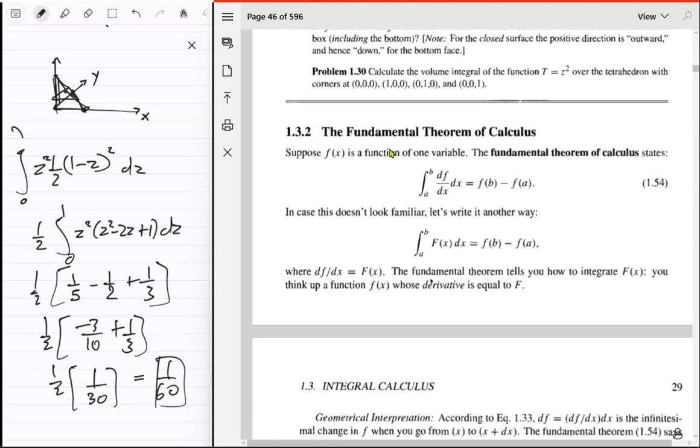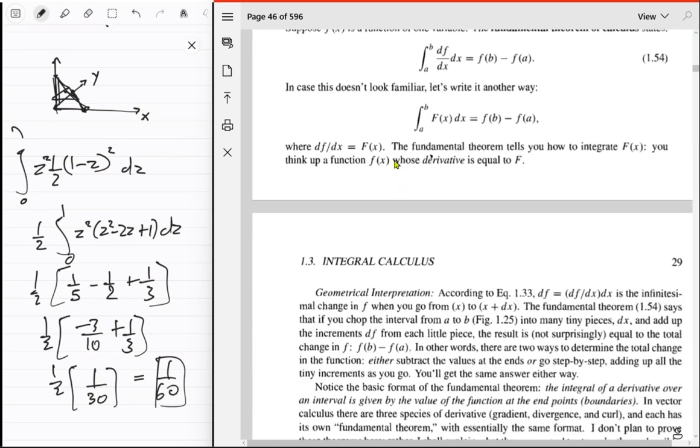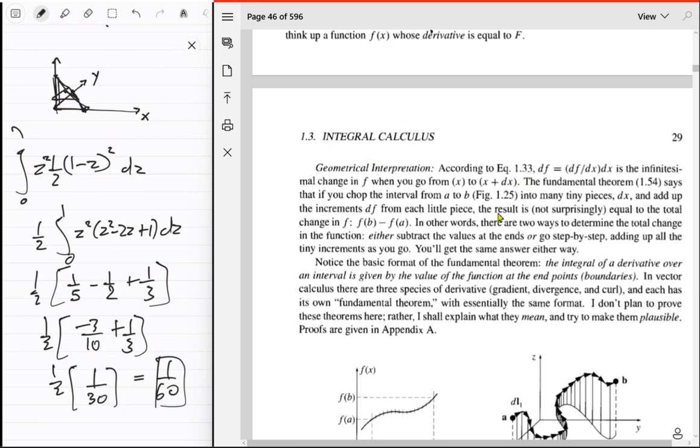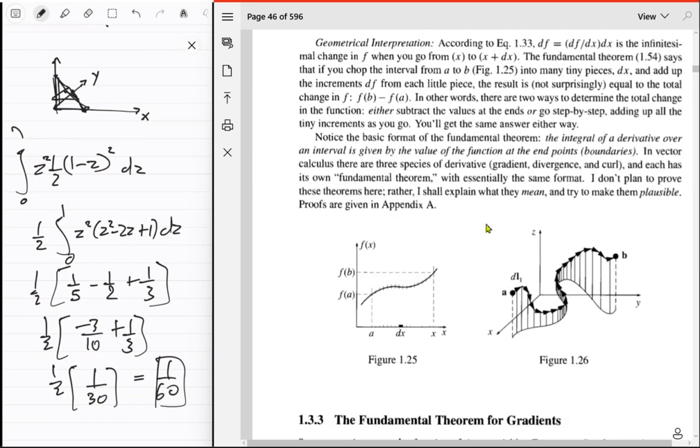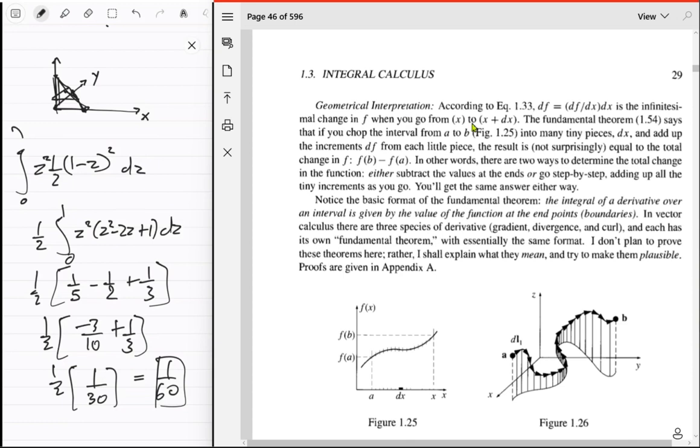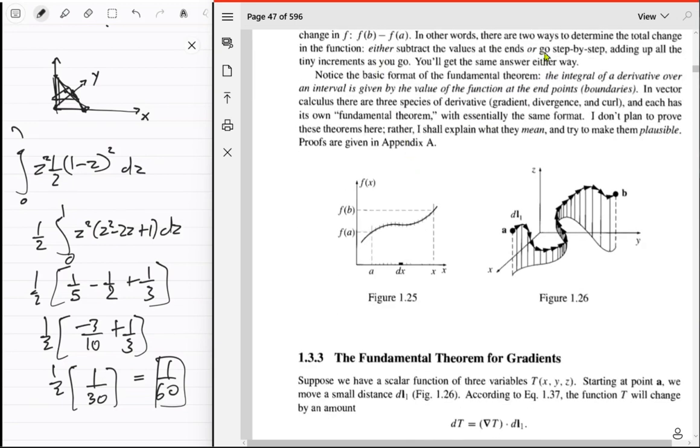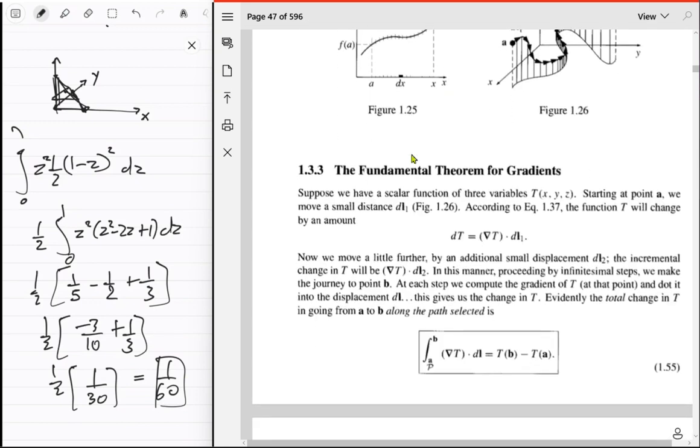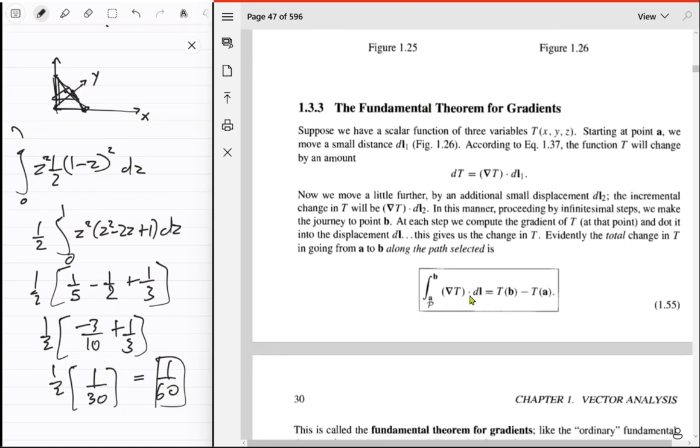Next thing, you've got the fundamental theorem of calculus. Yeah, we already know that. You've got integral calculus. What is this thing? Right. I mean, even kids know this stuff. Okay. Then you've got the fundamental theorem of gradients. What's this thing?